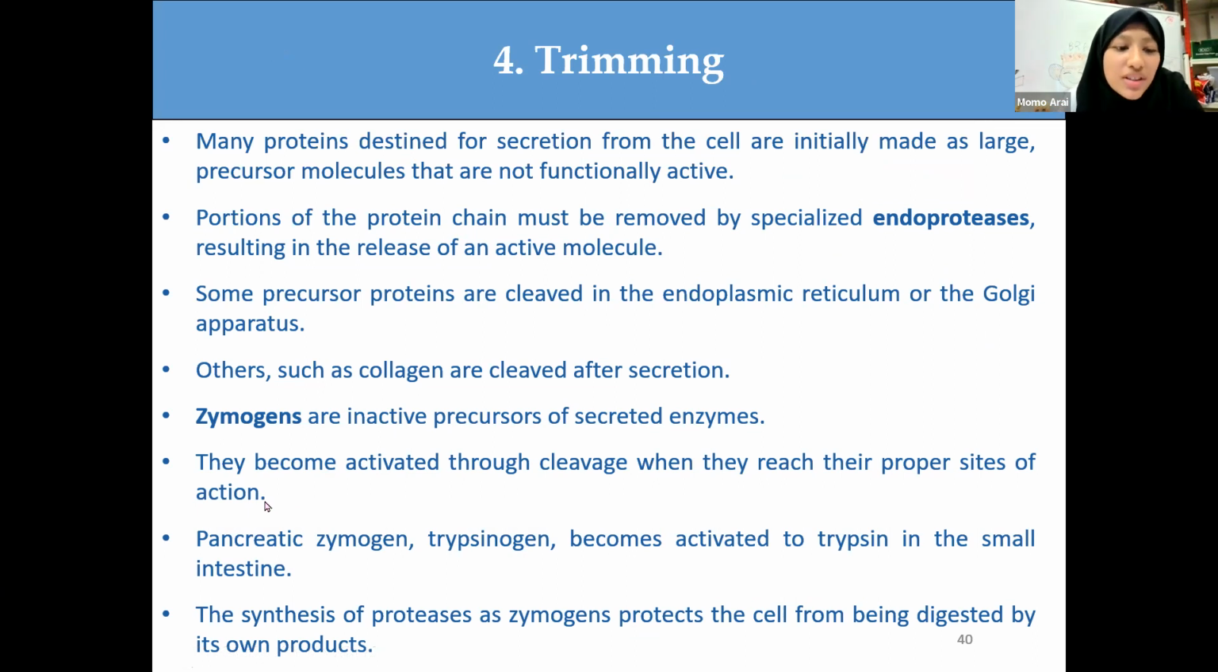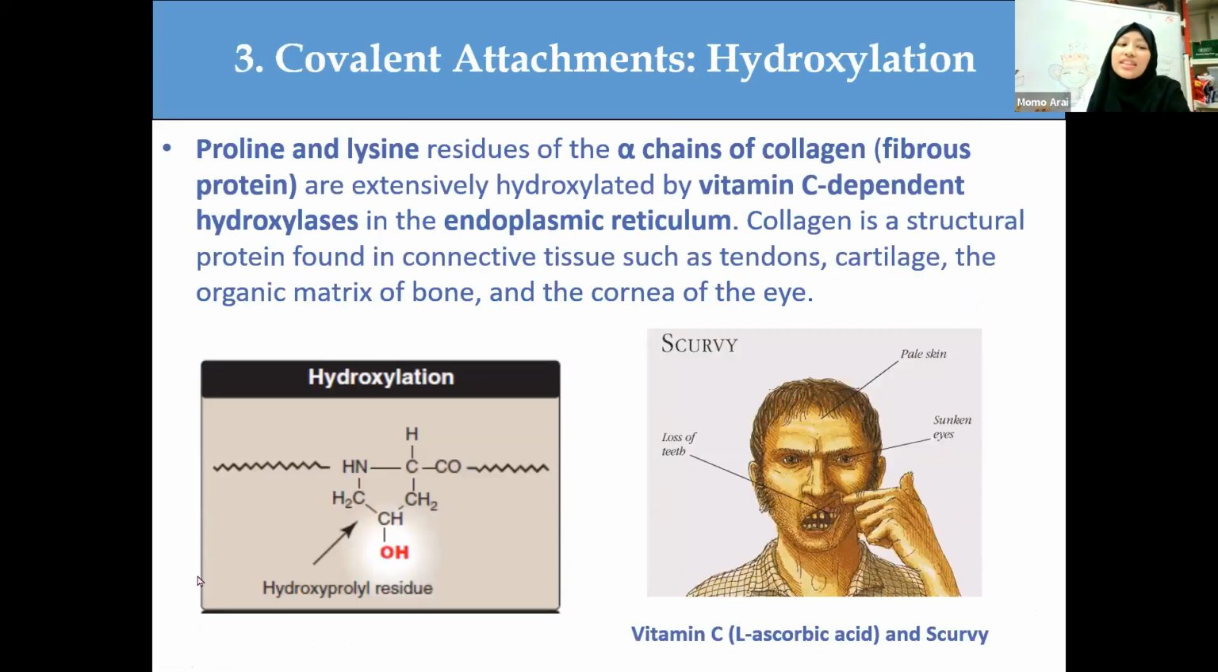I'll go into trimming after I answer this one. There's a decrease in hydroxylation, because hydroxylation needs to happen for the collagen to be normal. So when there's no vitamin C, there's no hydroxylation, and the collagen isn't as strong as it should be. It leads to scurvy. Is that clear?